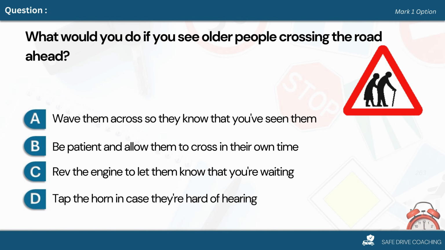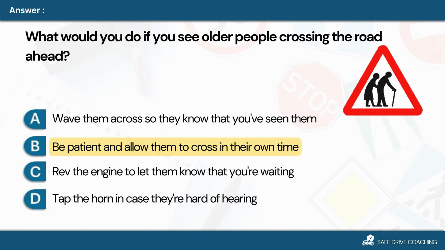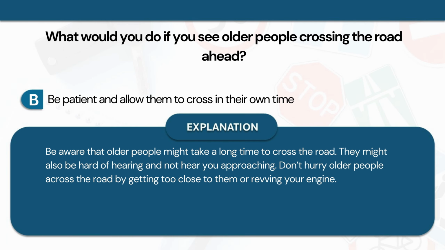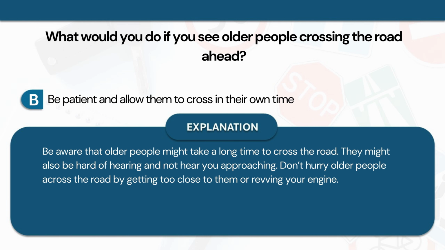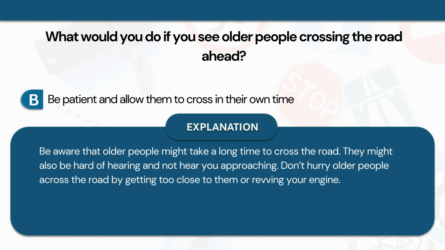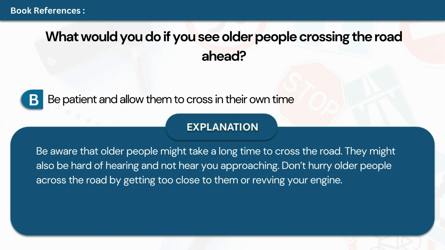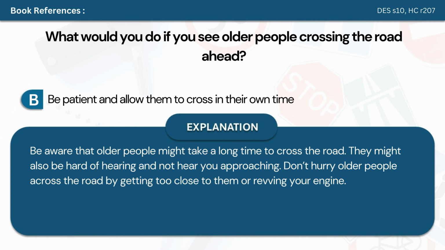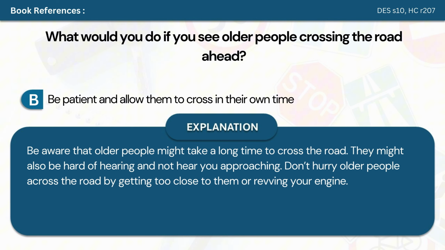The correct answer is B. Be patient and allow them to cross in their own time. Be aware that older people might take a long time to cross the road. They might also be hard of hearing and not hear you approaching. Don't hurry older people across the road by getting too close to them or revving your engine.